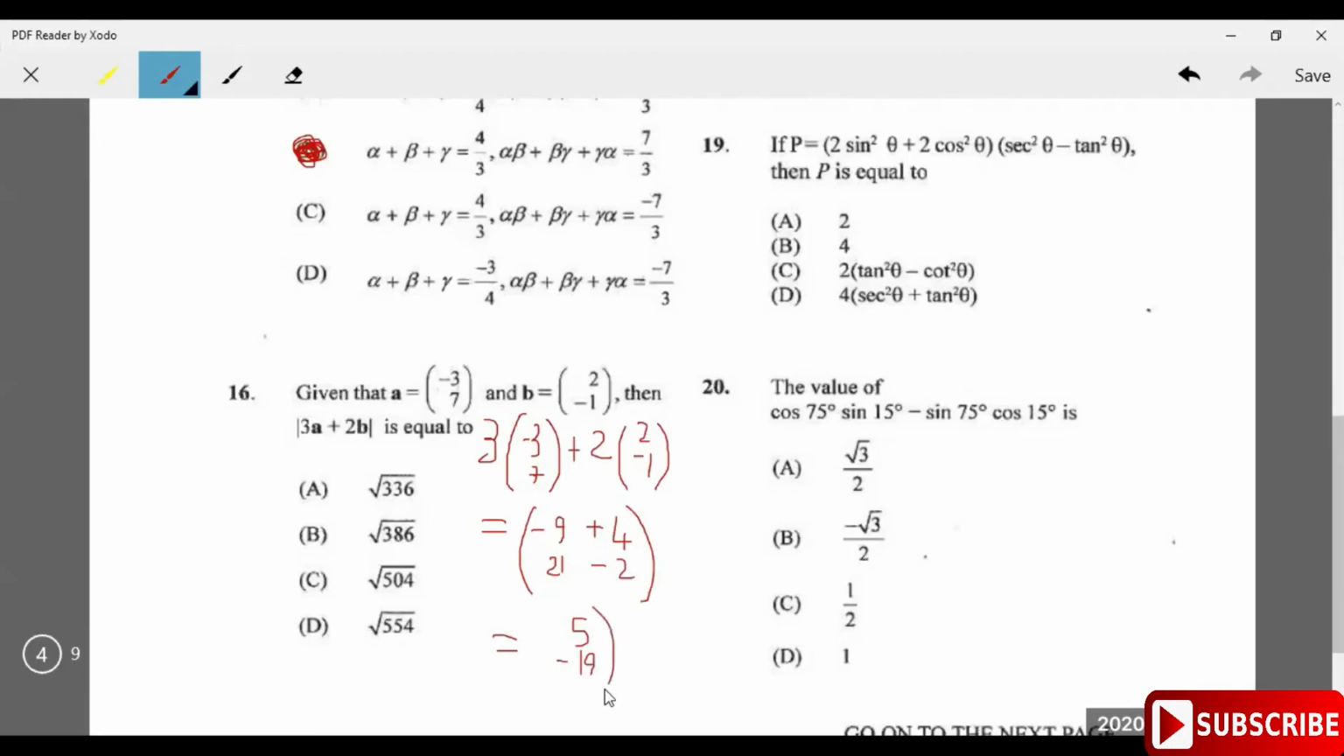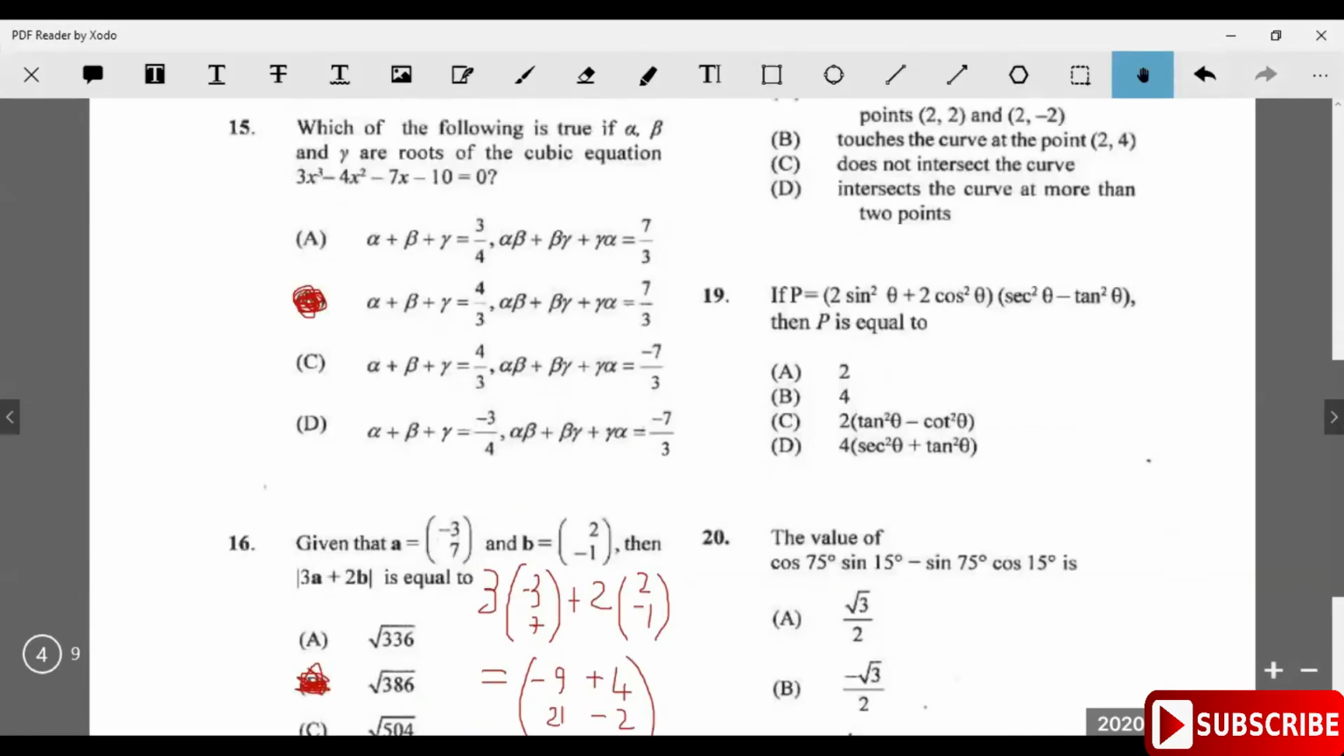But they want the modulus of this vector. And so the modulus is going to be equal to the square root of 5 squared plus 19 squared. You can say minus 19 squared, but either way, when you square a negative number, you get a positive number. 19 squared plus 5 squared is 386. That's the square root of 386, which is B, which is easy.